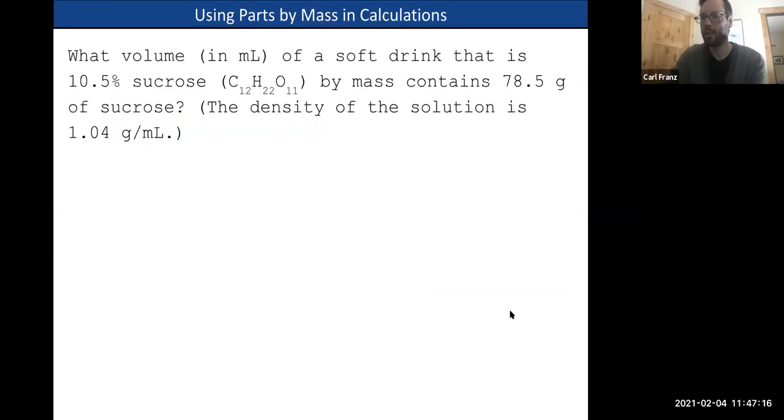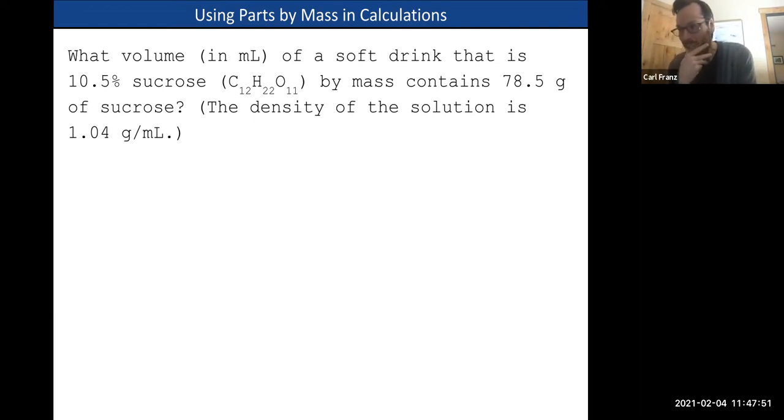Okay, so what volume in milliliters of a soft drink that is 10.5% sucrose by mass contains 78.5 grams of sucrose? So what is the volume if it's 10.5% sucrose and has a mass of 78.5 grams? And they tell us the density of the solution is 1.04 grams per mil. So how would we figure that out?